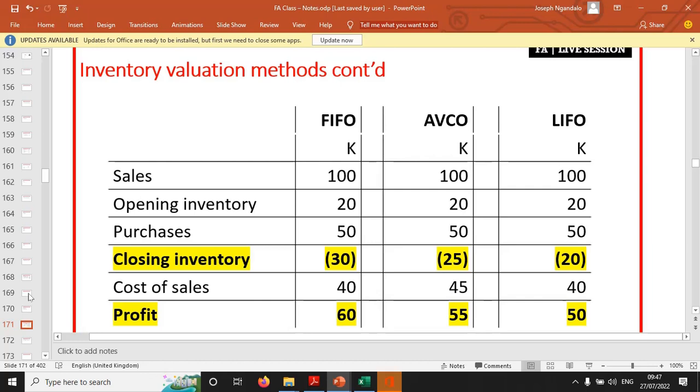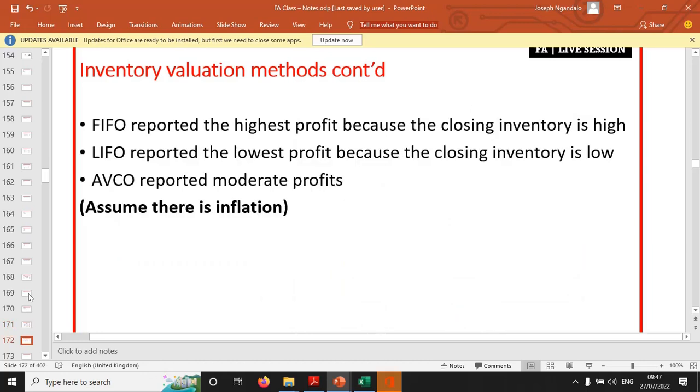All right, let's proceed to the next one. There are some notes that you need to write here. Please write those notes. FIFO reports the highest profit because the closing inventory is what? Hello?